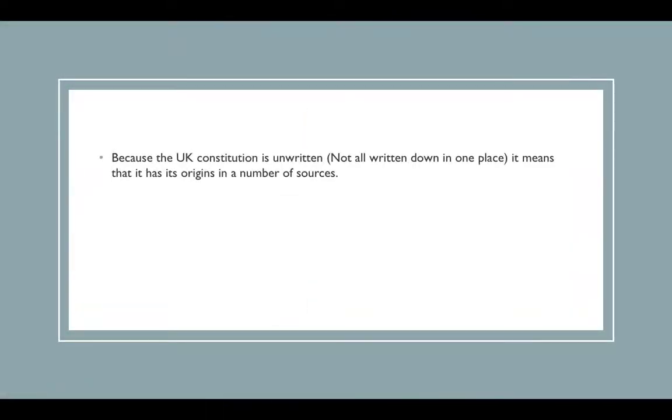Because the UK Constitution is unwritten, i.e. not all written down in one place, it means that its origins are in a number of sources. We'll look at 5 of them today. It says 4, but we'll have a look at 5 of them today and identify the most important aspects of each of them. So the first source of the UK Constitution is statute law.